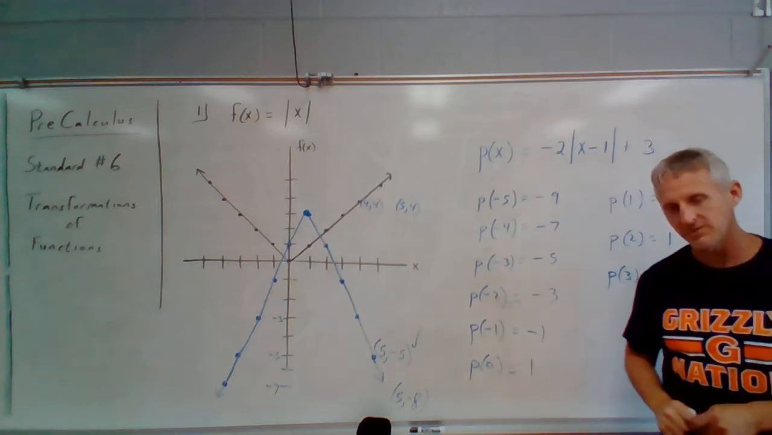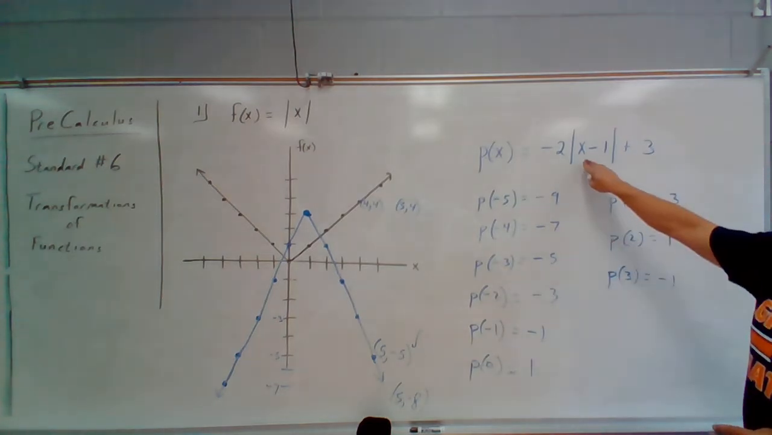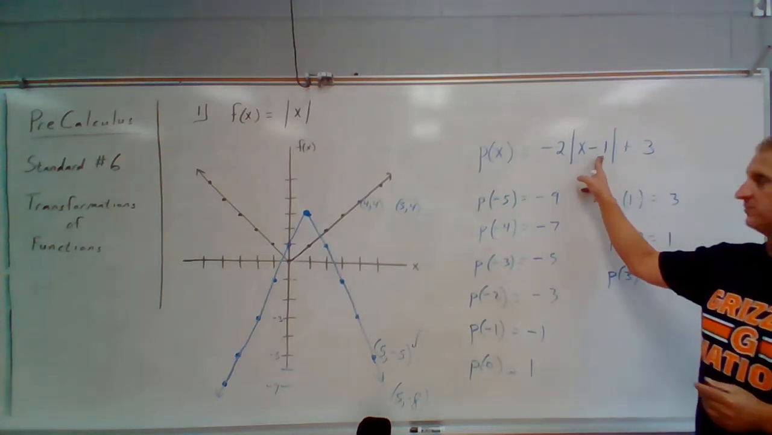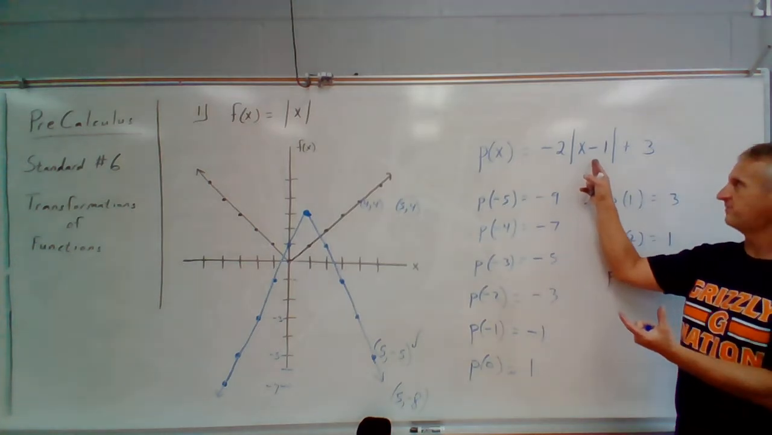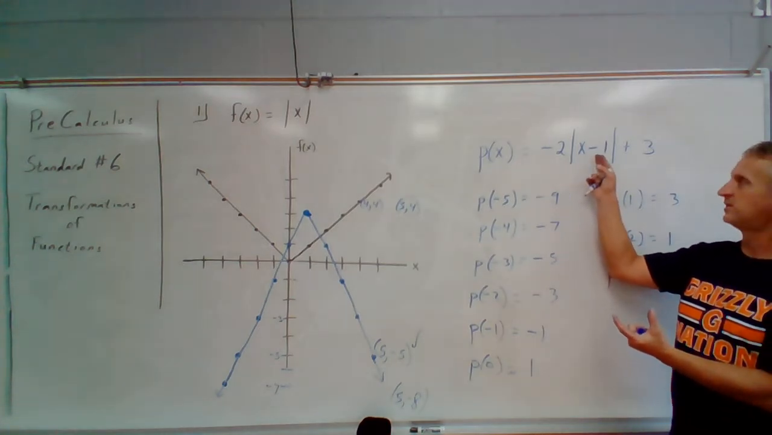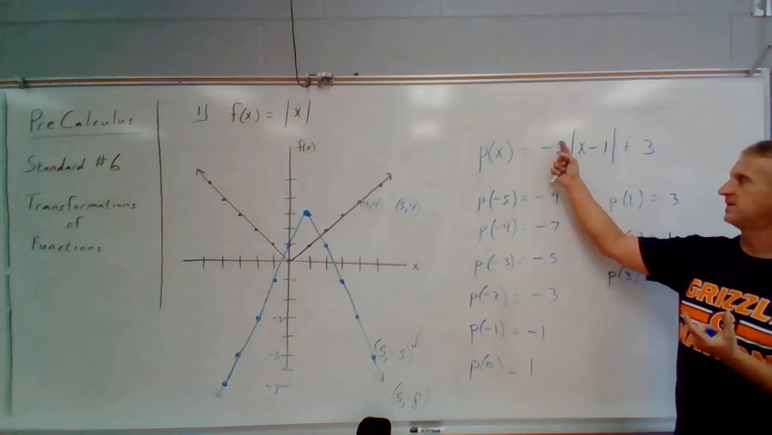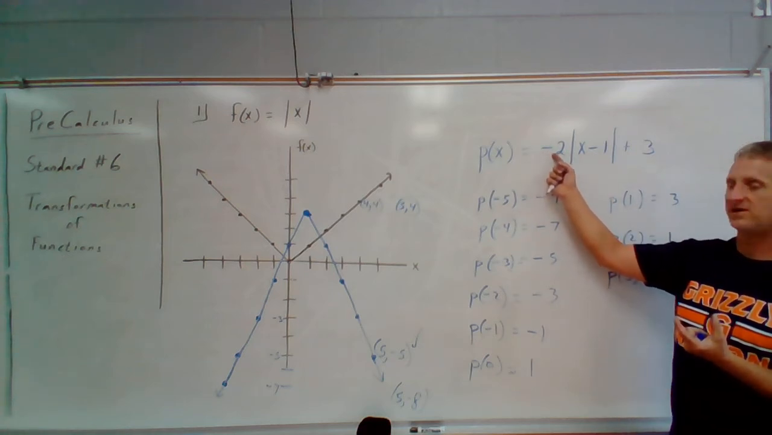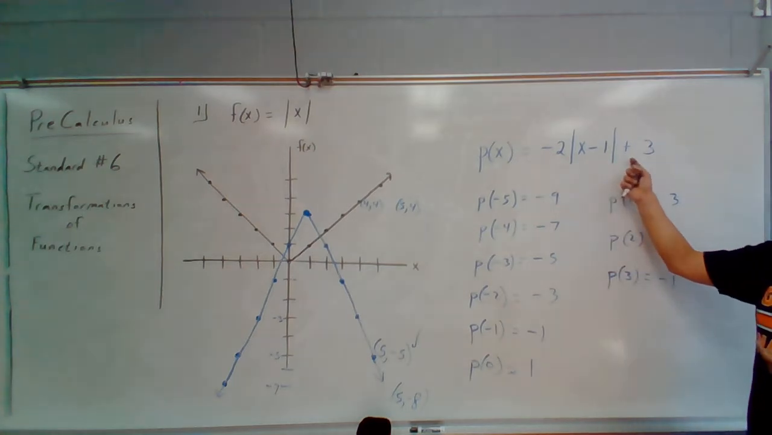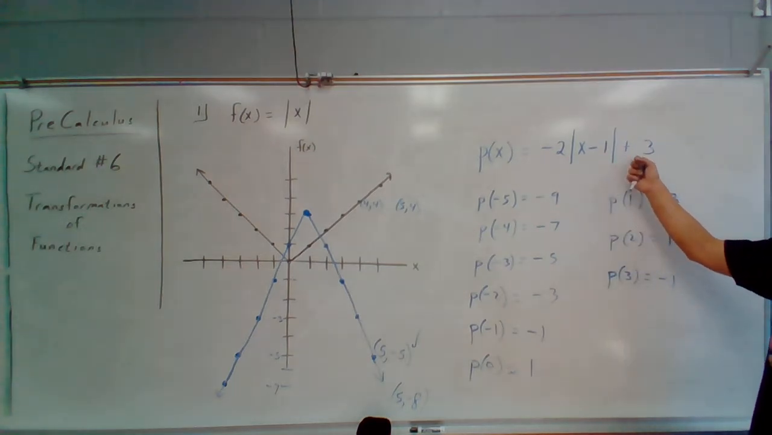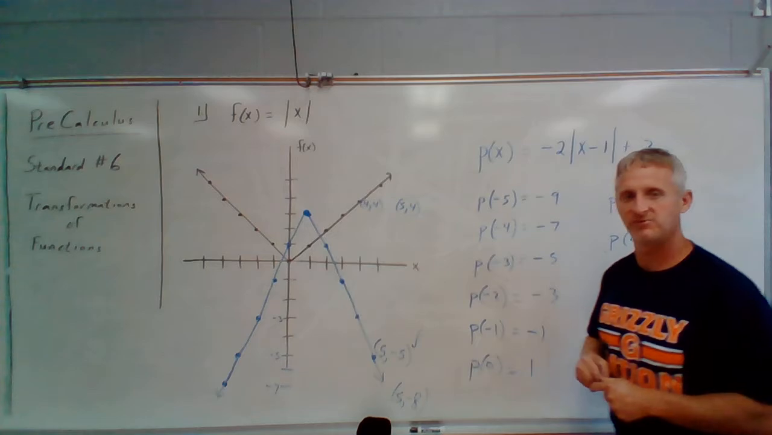Okay, so to say that one more time. This minus 1 will take the original point on the graph, and it'll add 1 to the x value. It'll shift it to the right. This negative 2 will multiply the y value by negative 2. The plus 3 will add 3 to the y value of each point.